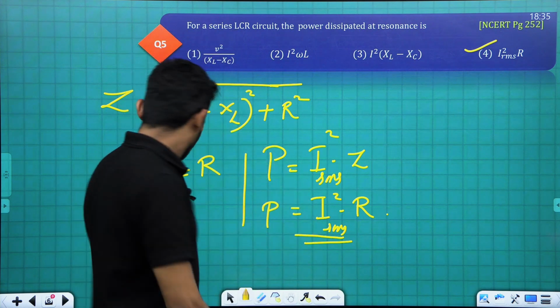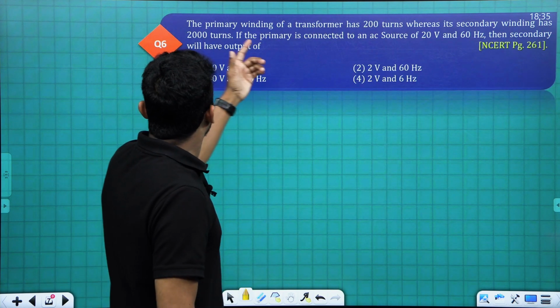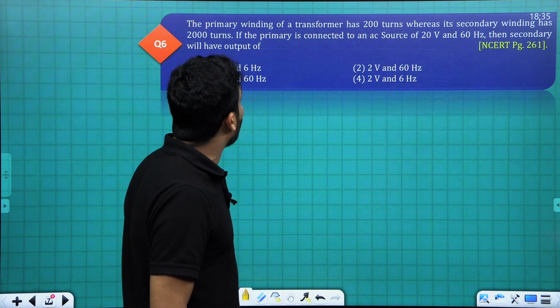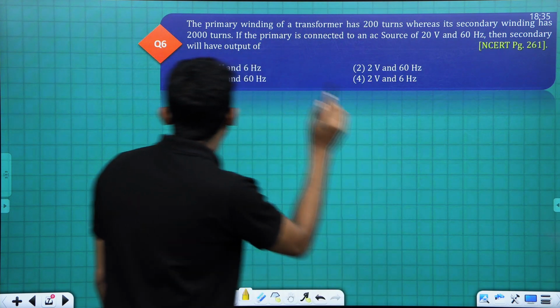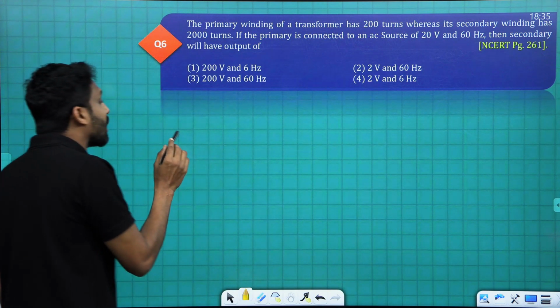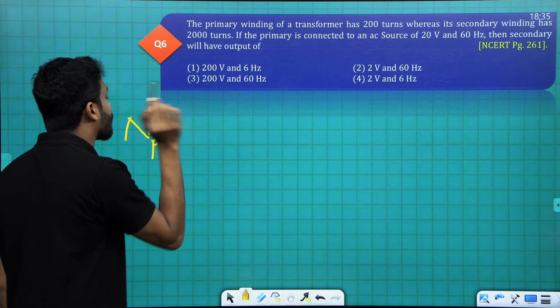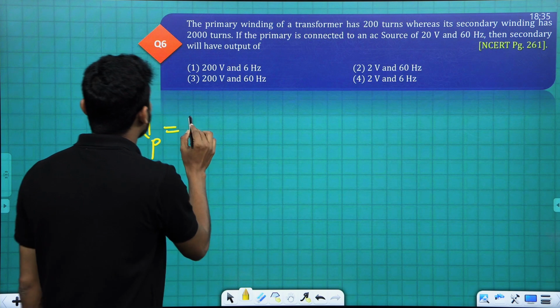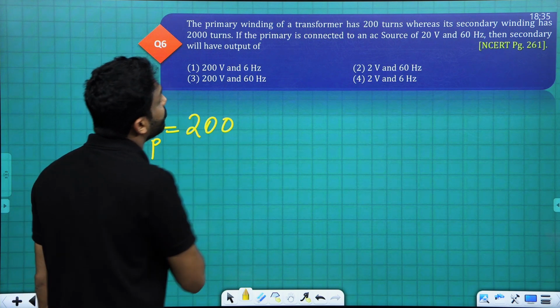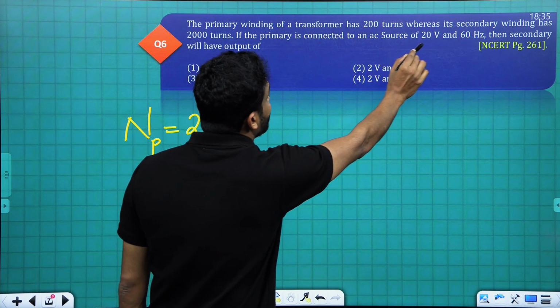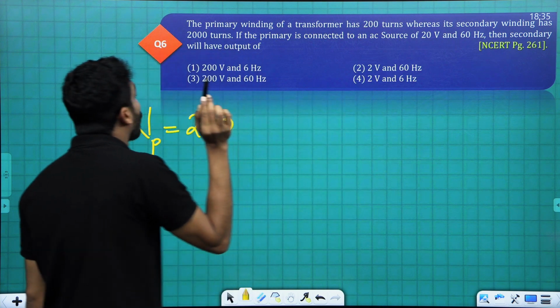Yes. Moving to the next one. The primary winding of a transformer has 200 turns. The number of turns in the primary of a transformer, NP, is equal to 200, whereas its secondary winding has 2000 turns.